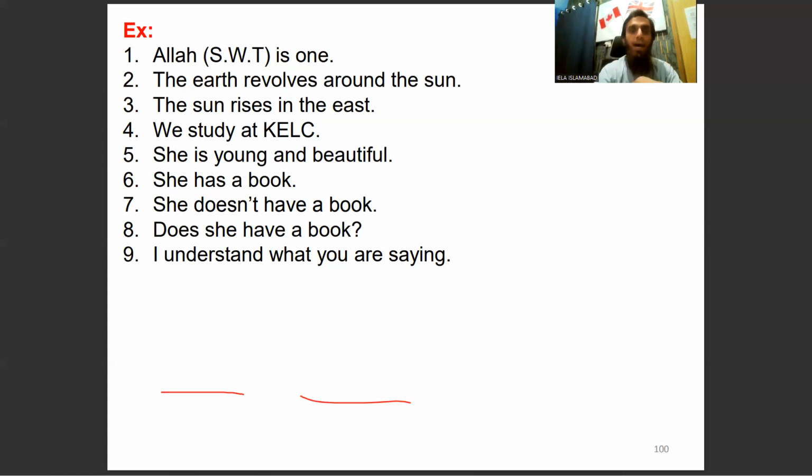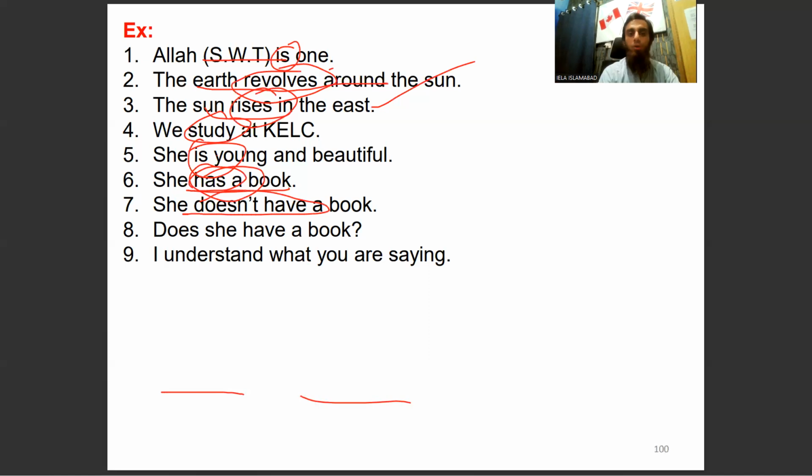Like for instance, God is one. True natural fact, if we say God is one, it is true, right? Now, this is a universal natural fact, so we use it in the present simple. The earth revolves around the sun. It is true, so that's why present simple. The sun rises in the east, present simple. We study at KELP, activity. She is young. She has a book, stative verb.